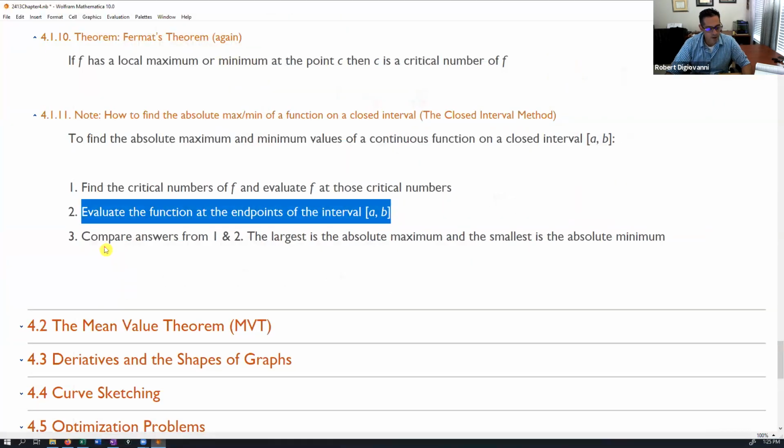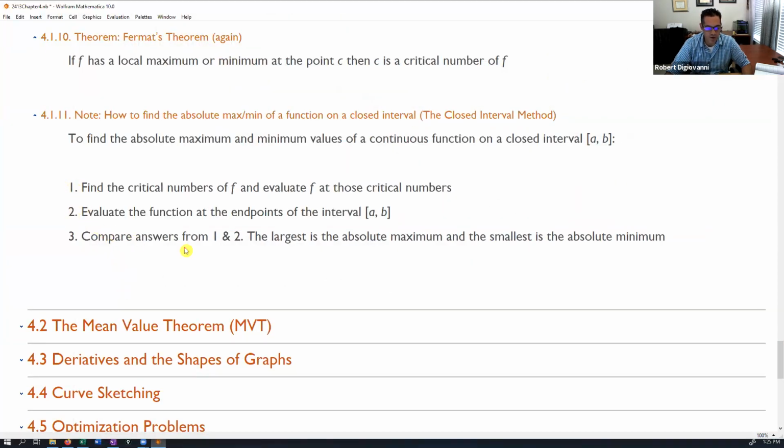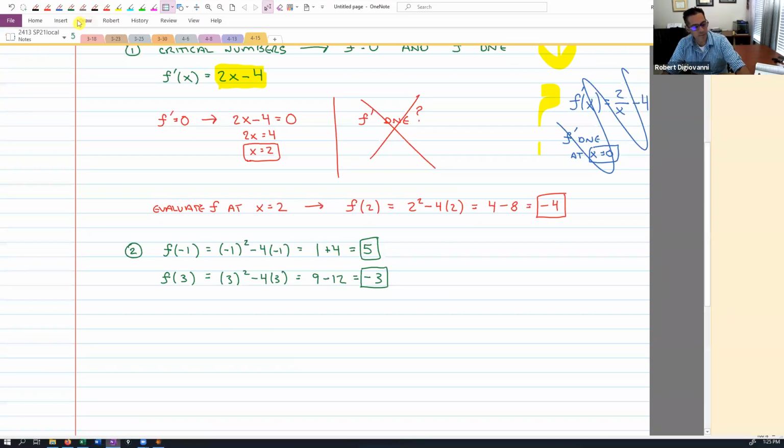Step 3, compare the answers from the previous two parts. The largest answer we get is the absolute max, and the smallest is the absolute min, and we're done. So when I look at this, the largest value I see is 5. That means that this is our absolute max. And if you want, you can write it as a point. It's the point -1, 5, right? When we plug -1 into the function, it spits out 5. And since 5 was the largest of these answers, that's guaranteed to be where we have the absolute maximum for this function.